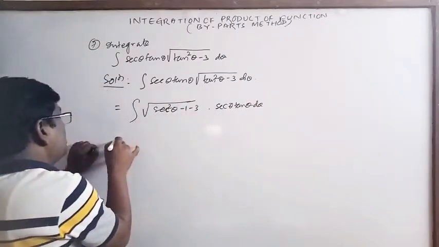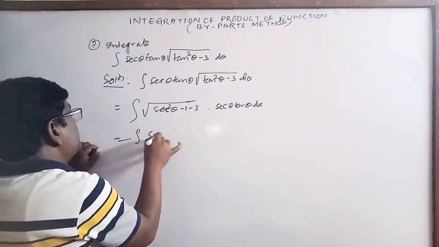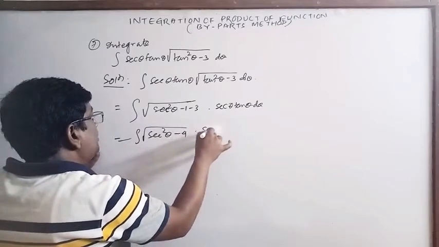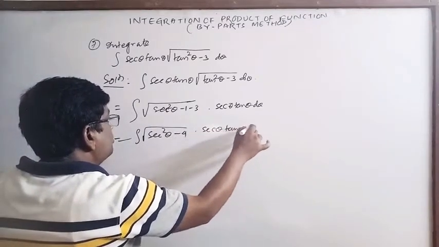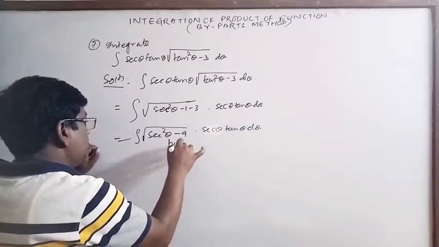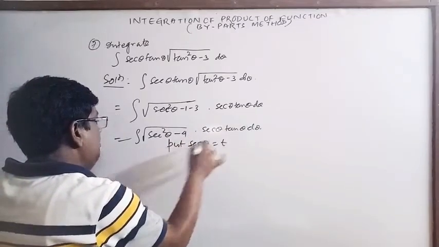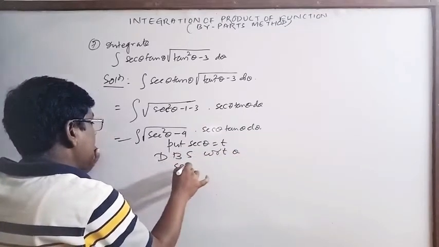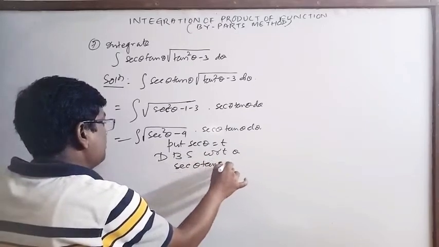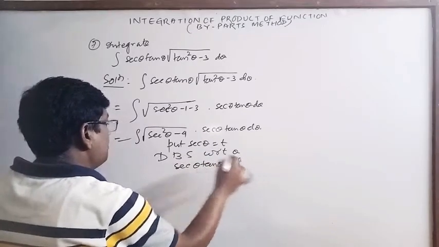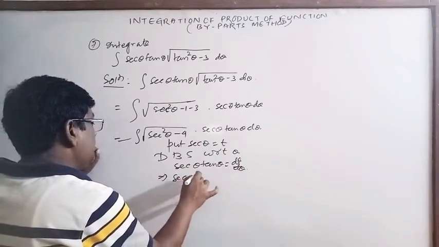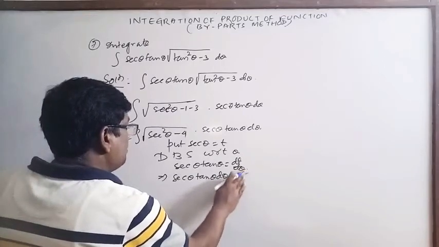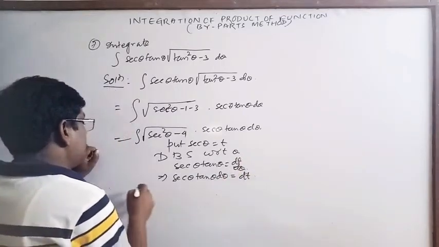So this is equal to integration of root over sec square theta minus 4 into sec theta tan theta d theta. Put sec theta equal to t. Differentiate both sides with respect to theta. So sec theta tan theta equals dt by d theta, so sec theta tan theta d theta is equal to dt.